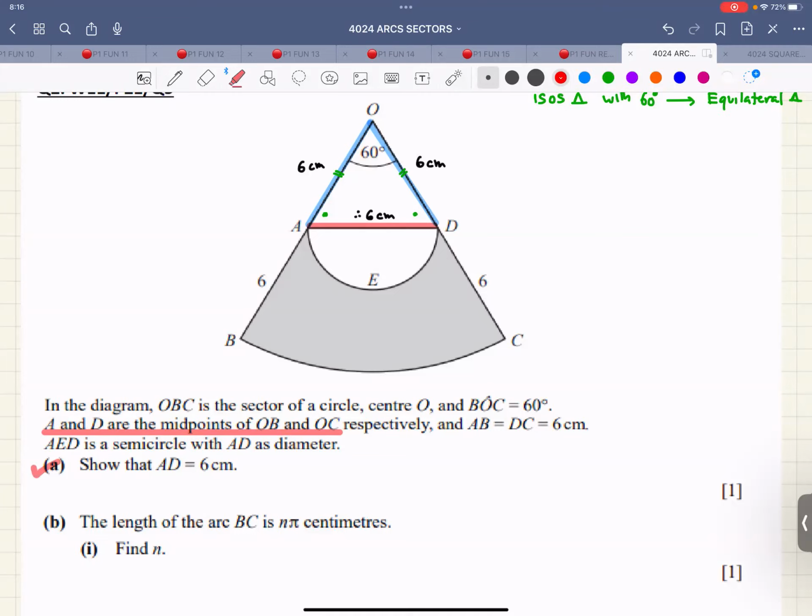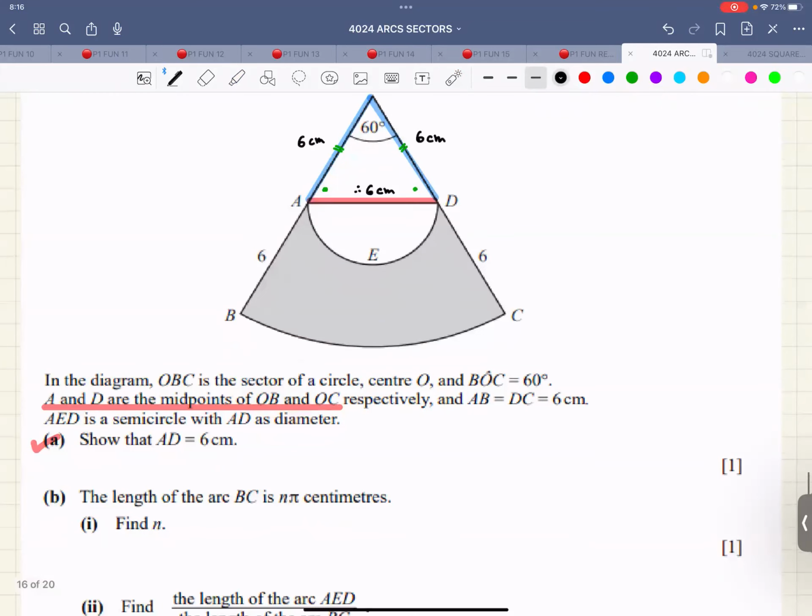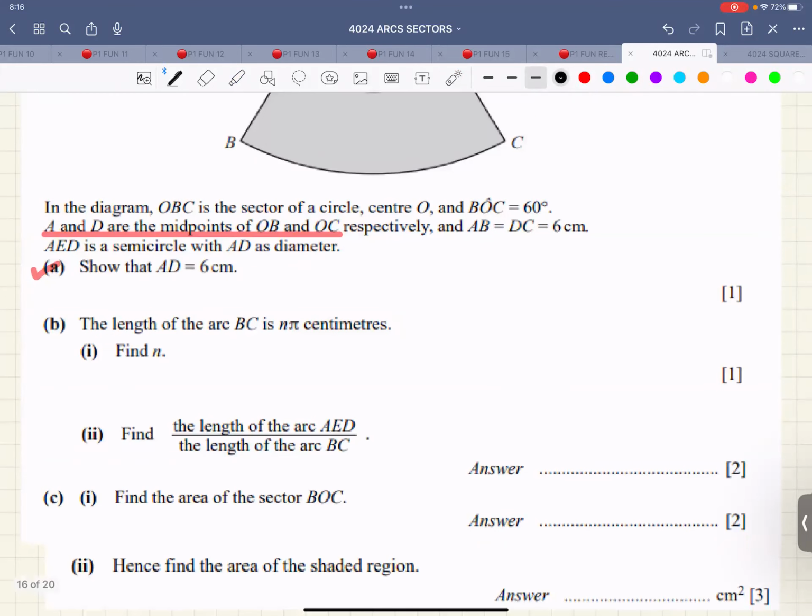The first part is done. The length of the arc BC is n pi. Find n. So now this whole thing is 12. This angle is 60. Let me write it. So therefore, arc length BC is 60 degrees over 360 degrees into 2 into pi into r, where r is 12.